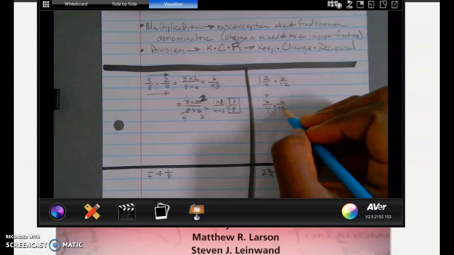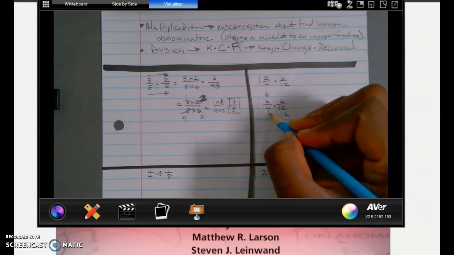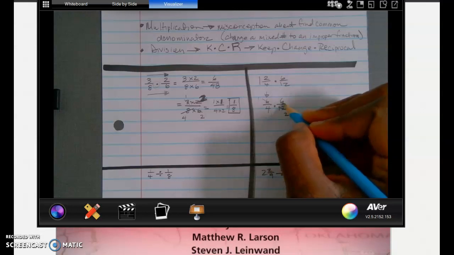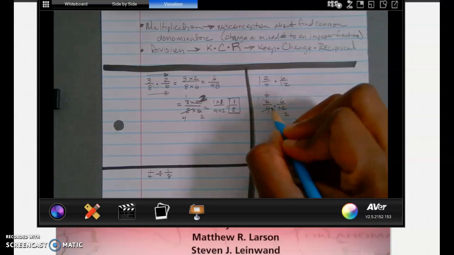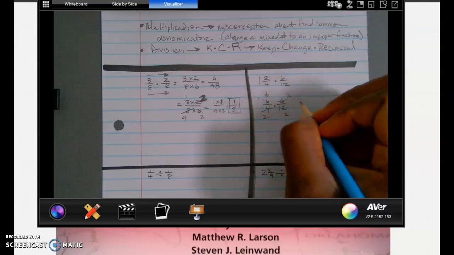Same conversation that I'm going to have with myself. Greatest common factor between 4 and 6. Factors of 4 are 1, 2, and 4. Factors of 6, 1, 2, 3, and 6. Sounds like that the greatest was 2. 4 divided by 2, 2. 6 divided by 2, 3.